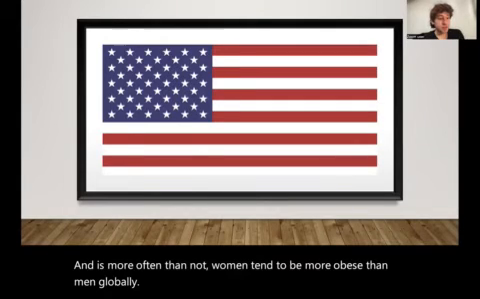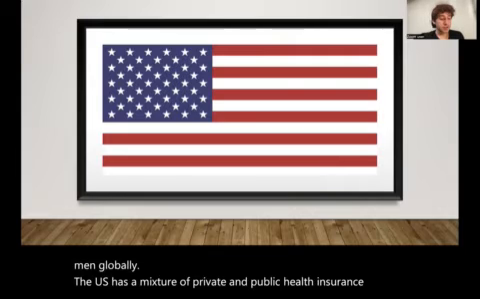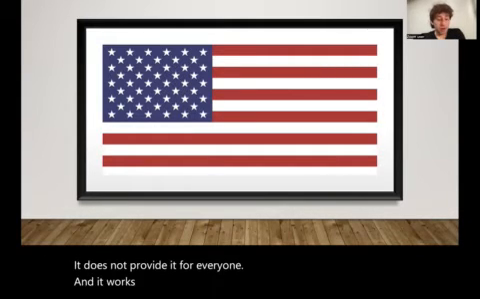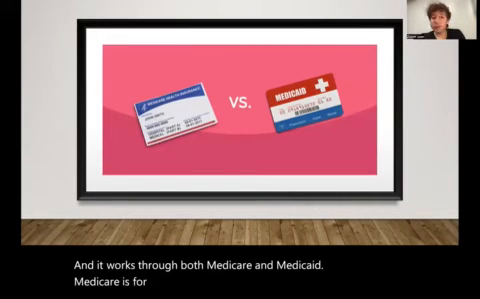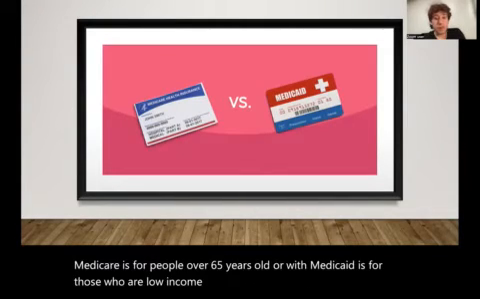The US has a mixture of private and public health insurance programs. It does not provide it for everyone, though, and it works through both Medicare and Medicaid. Medicare is for people over 65 years old, whereas Medicaid is for those who are low income and resources, and they are both government-run programs.